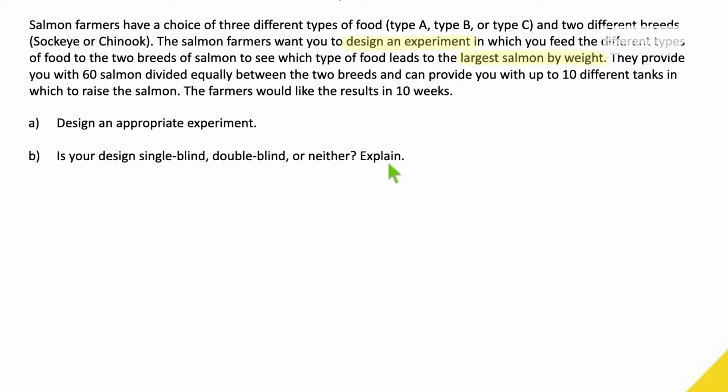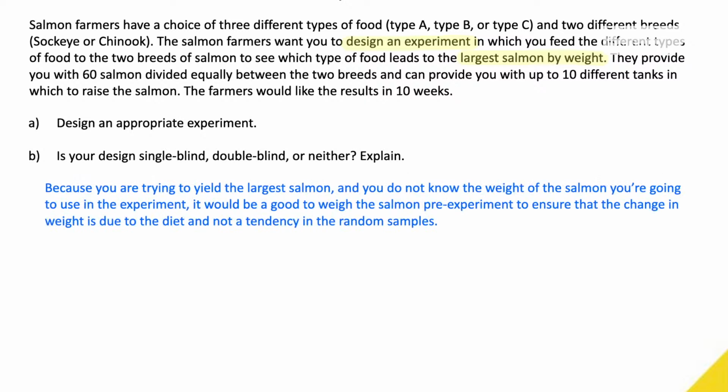So certainly what you want to do is you want to go ahead. So let's take a look at the first part. You are trying to yield the largest salmon, and you don't know the weight of the salmon. So what you want to do is you want to actually weigh the salmon pre-experiment to ensure that the change in weight is due to the diet and not because of tendency in the random samples. You don't know what the sigma is of these salmon at the beginning of the experiment, and you don't want that to mask. This is one of the areas where they will be looking at in their grading.